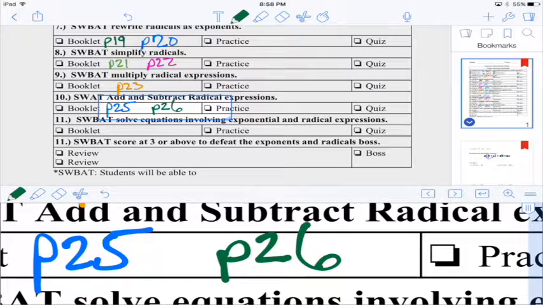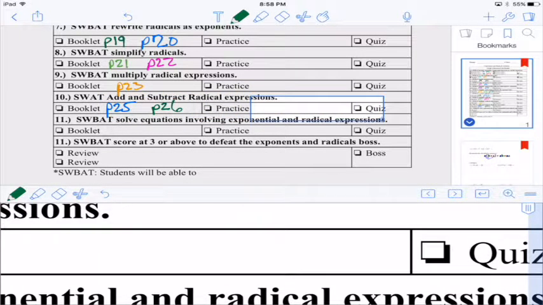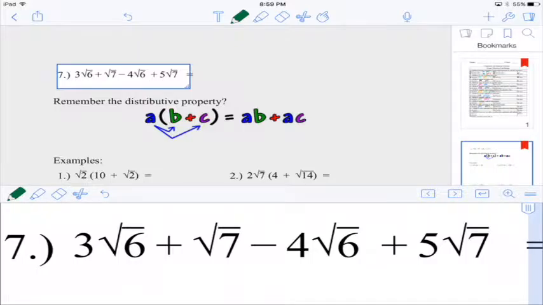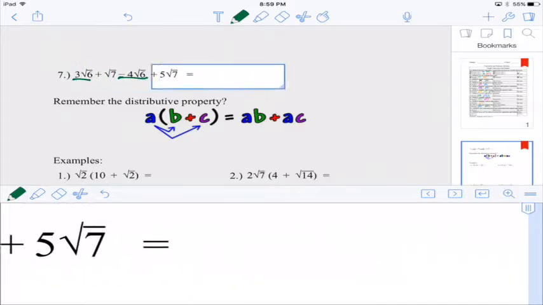This is page 26, and it's going to combine multiplying and adding. Before we do that, let's quickly review by doing number 7. We have 3 square root of 6 minus 4 square root of 6. A lot of you forget that sign. Don't forget that. Well, 3 minus 4 is negative 1.